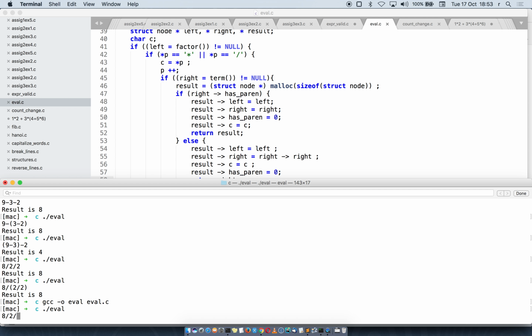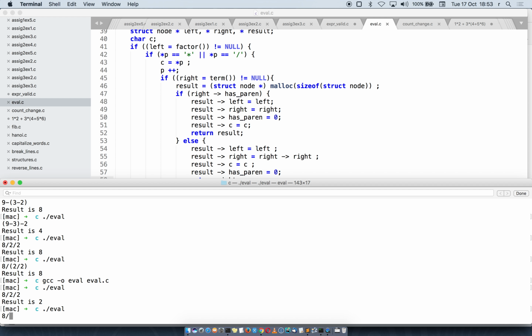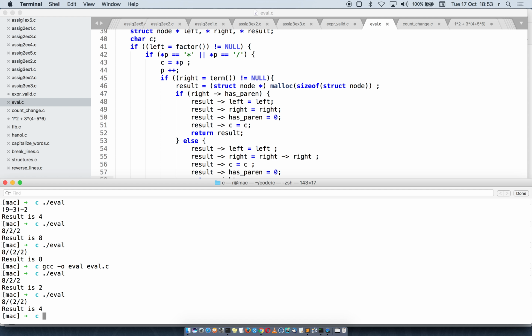So 8 divided by 2 divided by 2, and the result is 2. Okay? And if I say 8 divided by bracket 2 divided by 2, I'm still going to get something wrong.